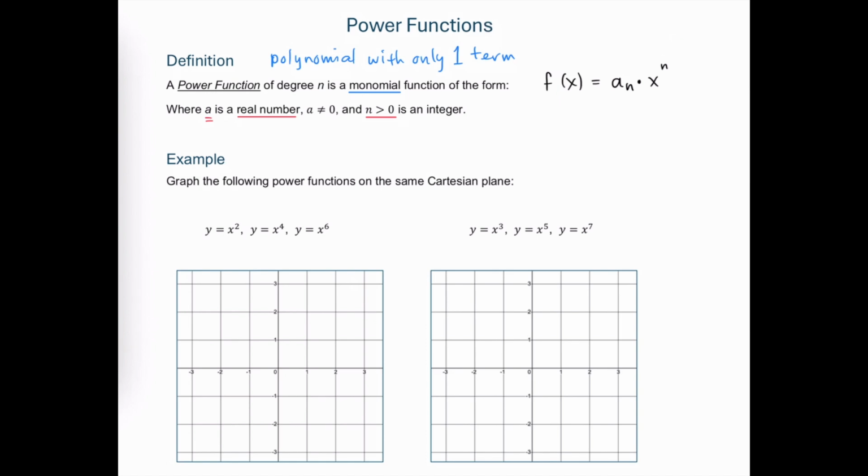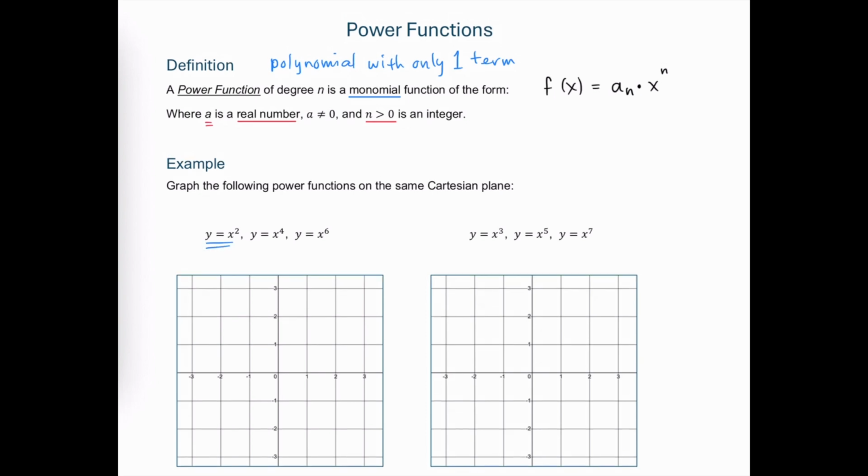In this first example, we're going to graph a few power functions on the Cartesian plane and identify some similarities between them. We'll start with the familiar graph y equals x squared. This is a parabola opening up that has points of interest at (0, 0), (1, 1), and (-1, 1).